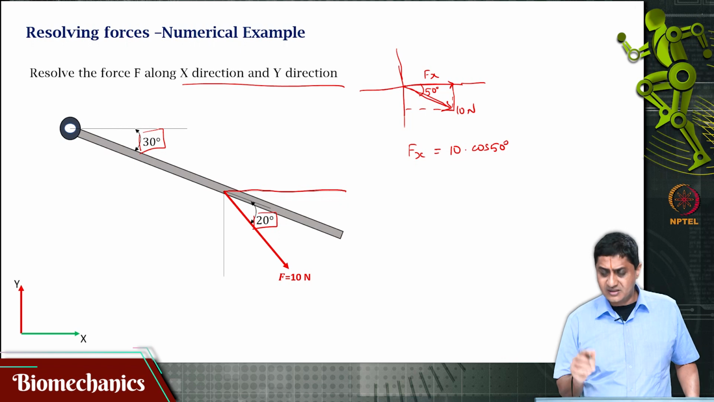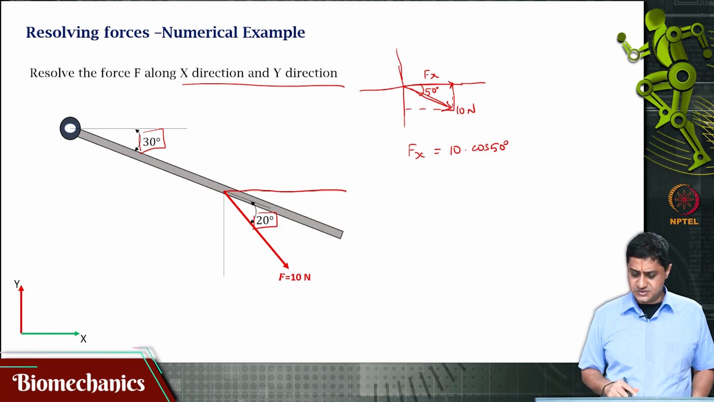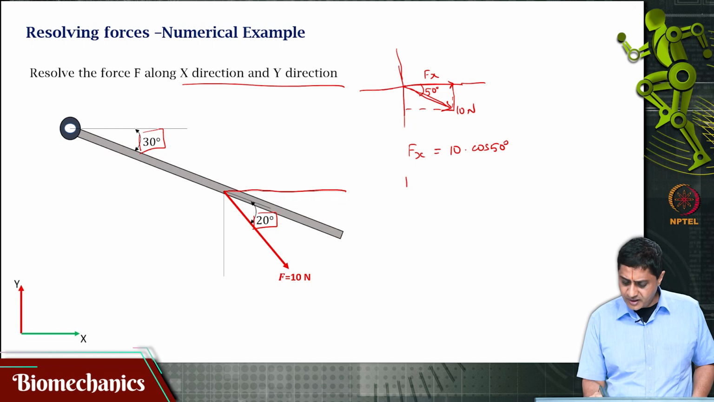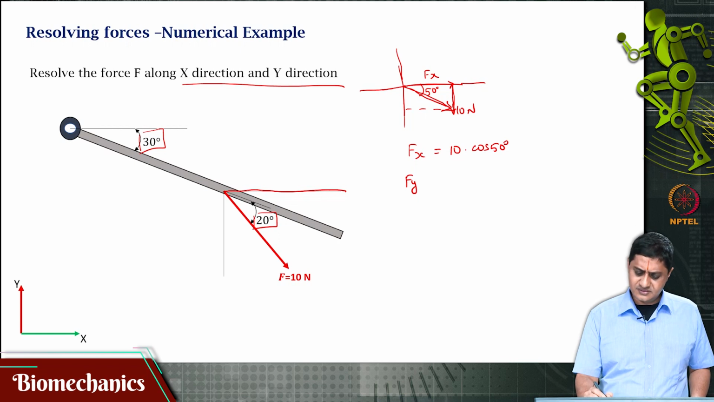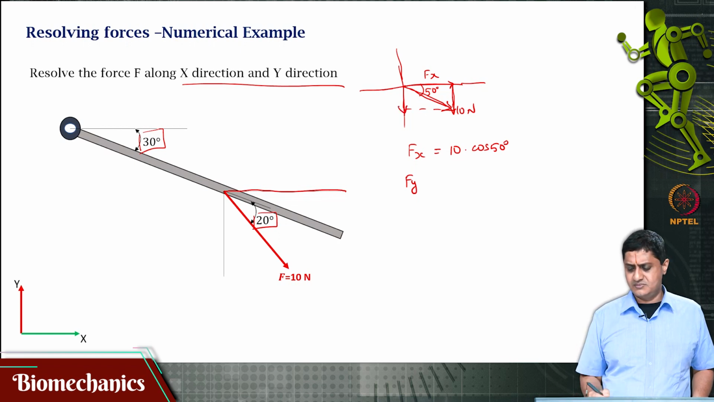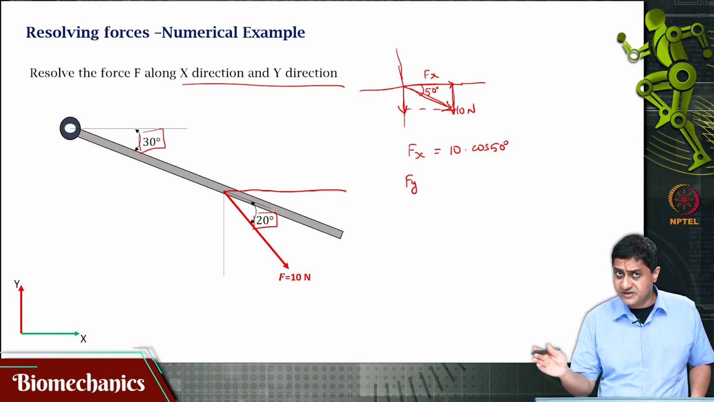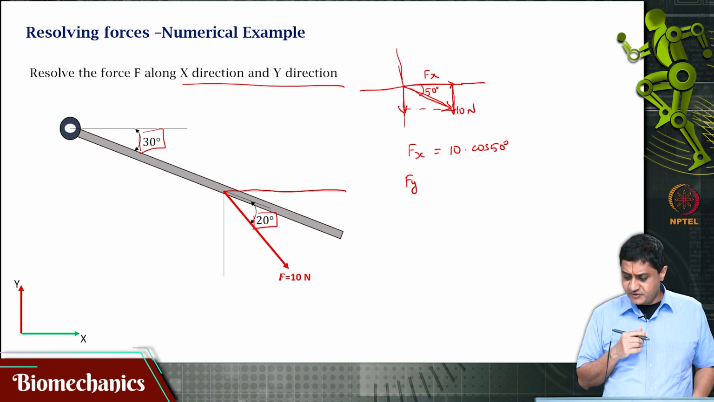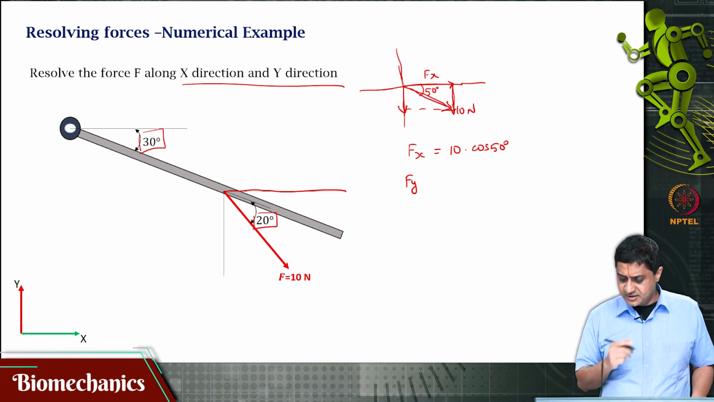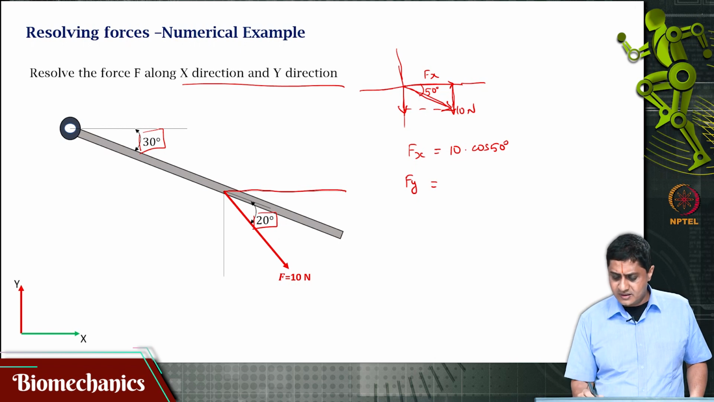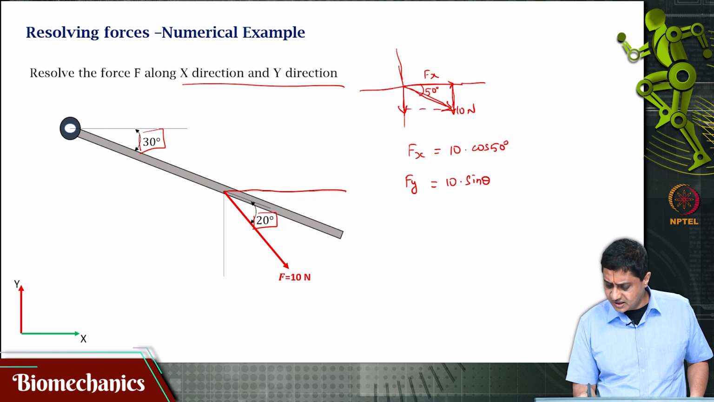I am not solving the numeric, I will leave it for you as an exercise. Then Fy is that distance, or rather this, but these two are numerically equal and the directions are also equal. According to the principle of transmissibility, I could move it where I want. Fy is actually 10 times sin theta. What is the direction in which it is acting?